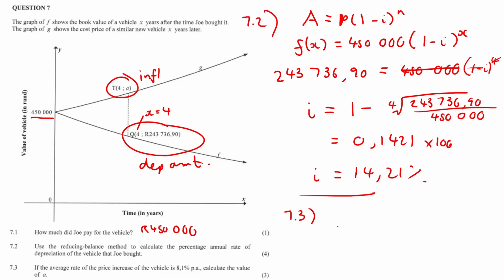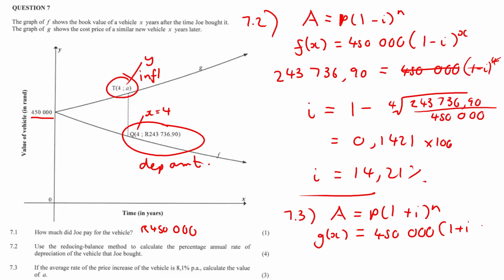7.3. If the average rate of the price increase of the vehicle is 8.1% per annum, calculate the value of A. So we want this Y value over here. So we're going to use a compound interest formula. So A equals P(1 plus i) to the power of n. So this is our G graph, so G of x equals 450,000(1 plus i) to the x.